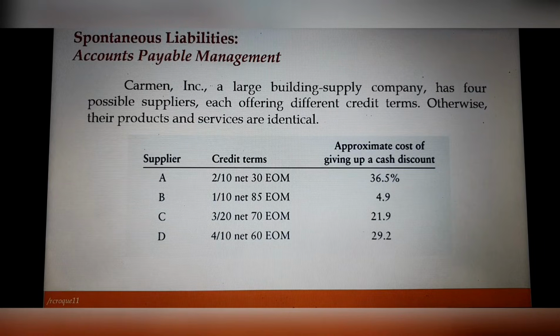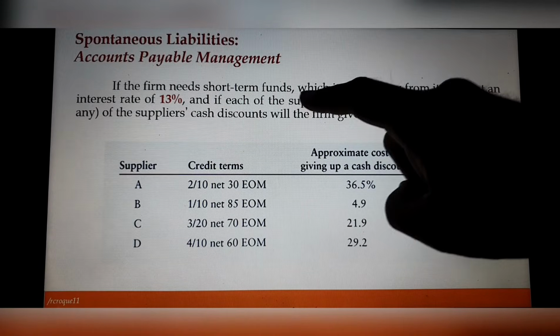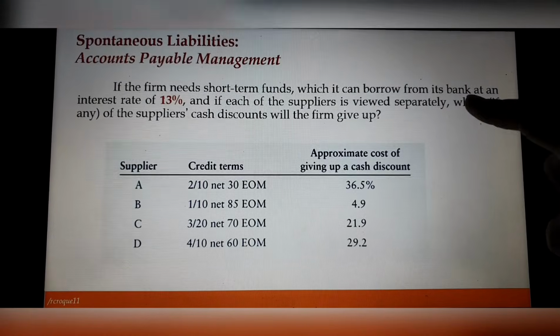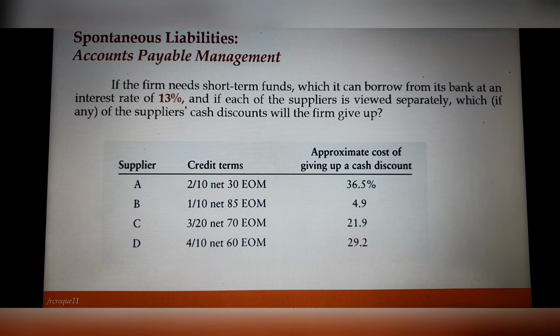Now, the company will decide: will it take the discount or just let go of the discount? So how do we decide for that? Okay? If the firm needs short-term funds, because it has no cash right now to take the discount, it will need short-term funds which it can borrow from its bank at an interest rate of 13%. And if each of the suppliers is viewed separately, for which supplier do we give up the cash discount, and for which do we take the cash discount?